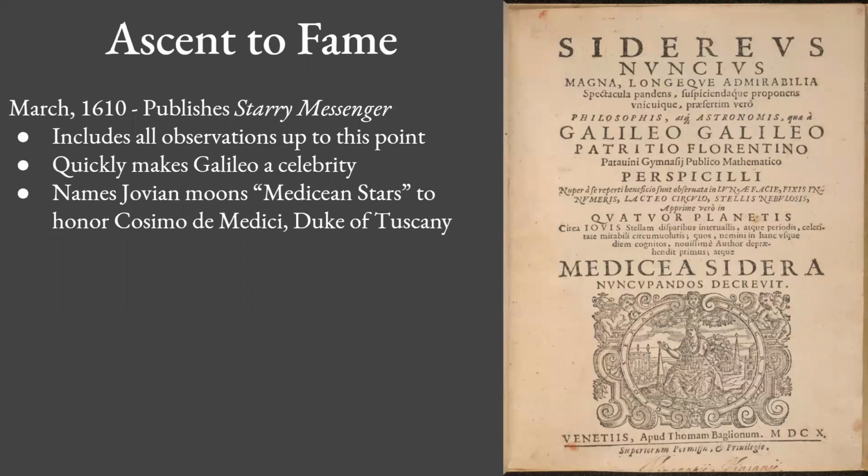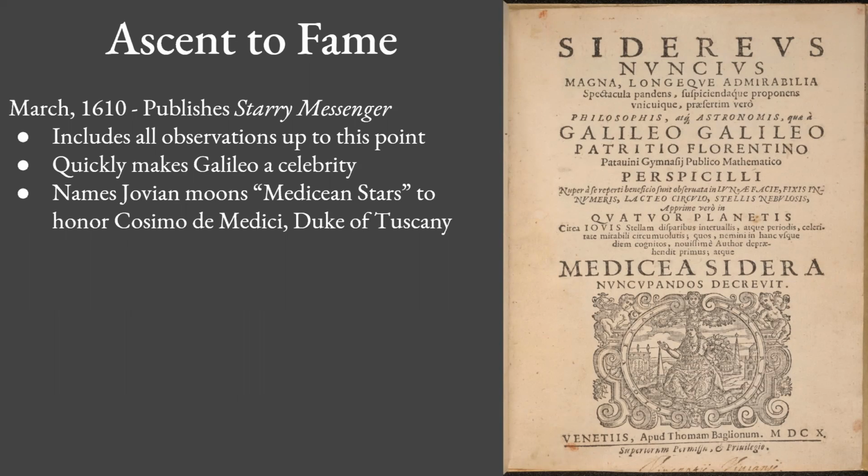He's really starting to become famous now. In March 1610, he publishes his first truly major work, Starry Messenger. This includes all his observations up to this point. So we're talking about the moons of Jupiter, the fact that the moon has mountains and craters and is not a perfect sphere, the fact that the Milky Way is individual stars. This actually makes him a pretty big celebrity in northern Italy.